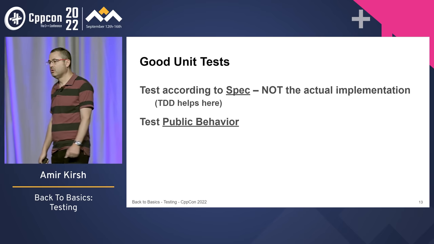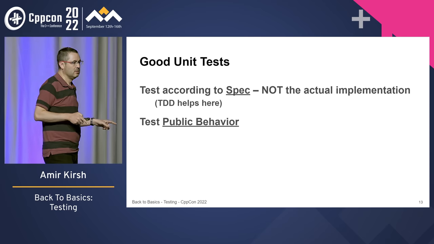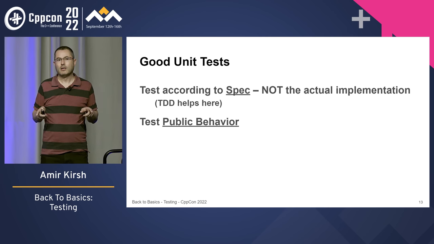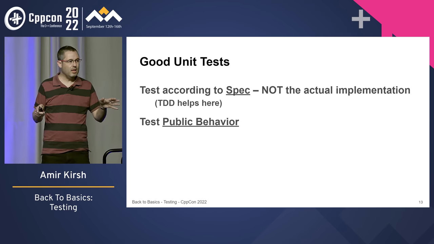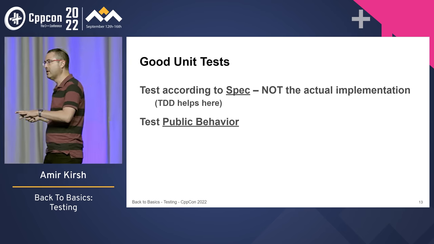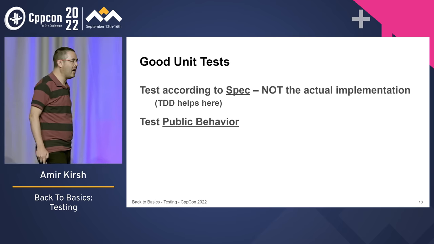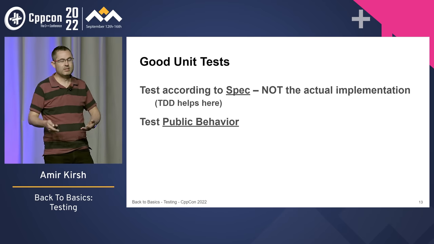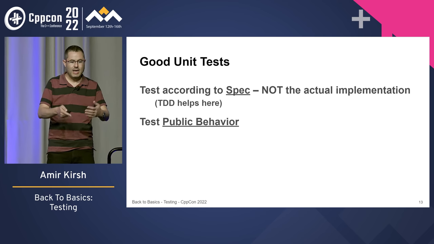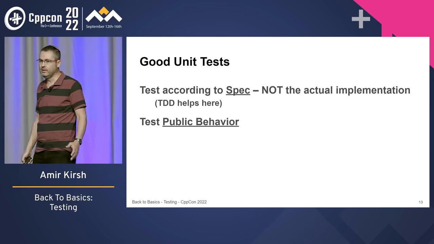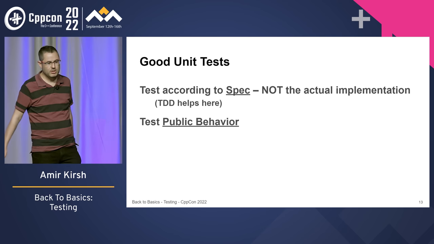Test according to the specification, not the actual implementation. And TDD helps here because you do not want the test to fail and then you see, oh, but the code is fine. It meets the requirements. It is just that the implementer decided to implement it differently than what it was before. But it is still according to the requirements. I mean, you do not want to rely on order of things if order is not required. You do not want to rely on anything which is not in the spec. And test public behavior and not private behavior usually. In some cases, the private behavior is also in the requirements, and then you still maybe want to test that.